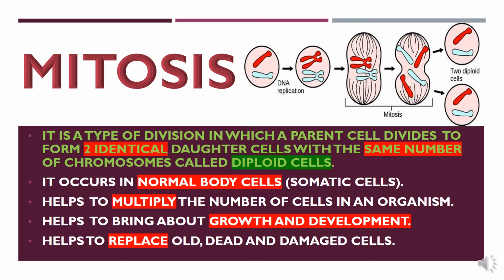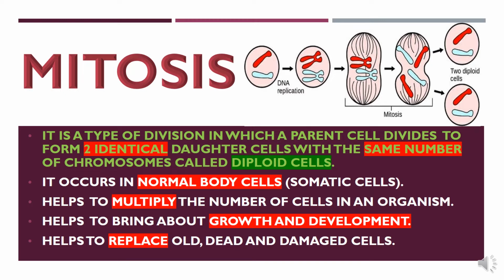Cell division is of two types. First one is mitosis. Mitosis is a kind of vegetative division that takes place in normal body cells. Normal body cells are also called somatic cells, and it is a kind of division in which a parent cell divides into two identical daughter cells. These identical cells always have the same number of chromosomes as the parent cell, and these kinds of cells are also called diploid cells, which have a similar number of chromosomes.